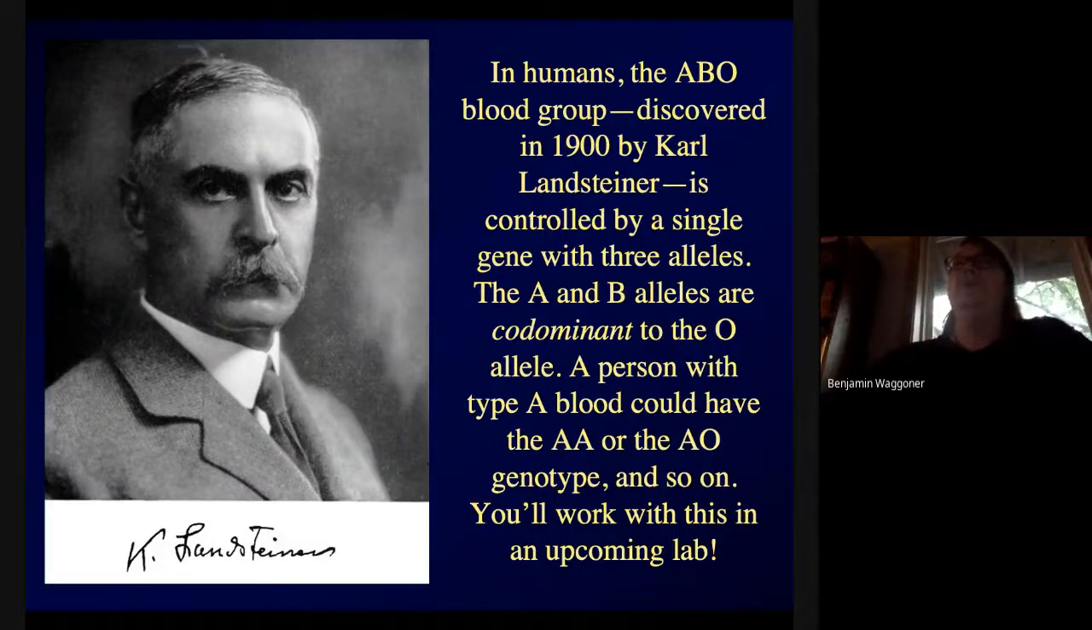So if somebody were to sue me for child support and the baby turned out to have type AB blood, there's no biological way I could be the father. And that's been used in cases before. There's a lot more sophisticated genetic testing that you can use these days, but you'll actually work with this in the lab that I uploaded for you to do yesterday.